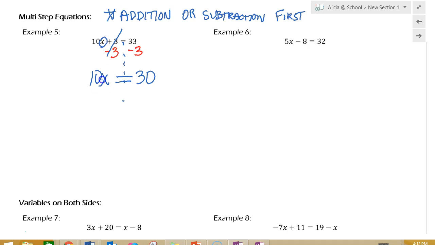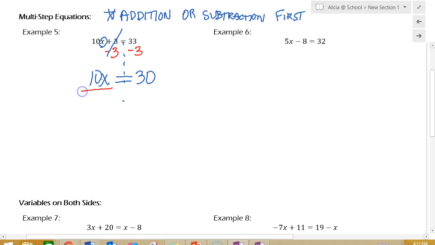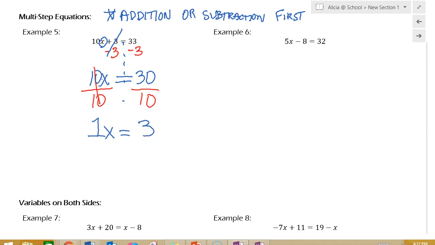If I have 10 times x, the opposite operation is to divide it, right? If I'm multiplying it, the opposite is to divide. And whatever I do to one side, I must do to the other side. So 10 divided by 10 is 1. I have my x there. 30 divided by 10 is 3. I typically don't need that coefficient of a 1, so my final answer is x equals 3.